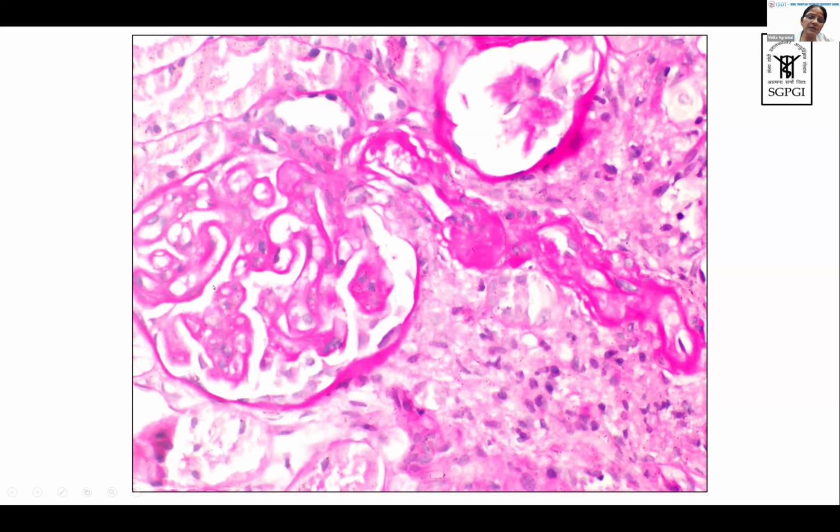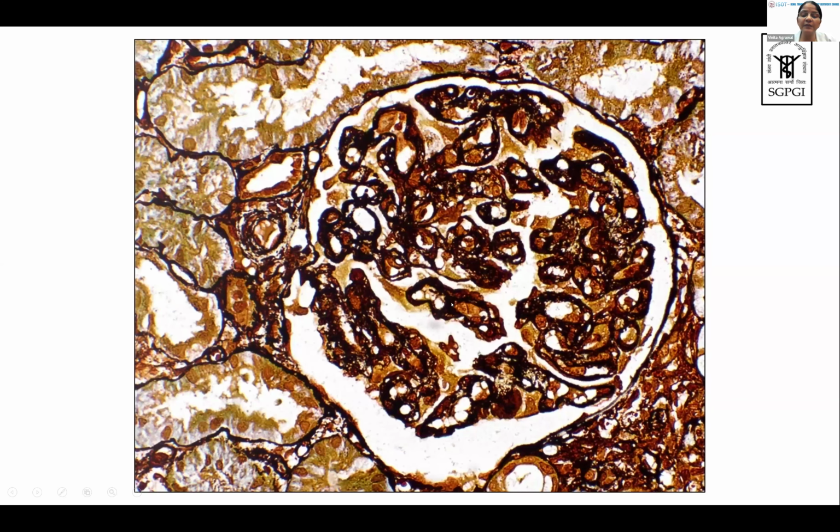And if you look closely, you can see this duplication, segmental duplication of the GBM, which is better highlighted in a periodic acid silver methenamine stain, where you can see this duplication of the glomerular basement membrane. So this is what is transplant glomerulopathy. So as a lesion, transplant glomerulopathy can occur both in CNI-induced toxicity and also as a part of chronic antibody-mediated rejection.